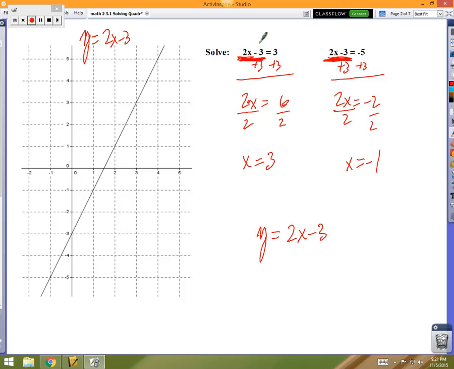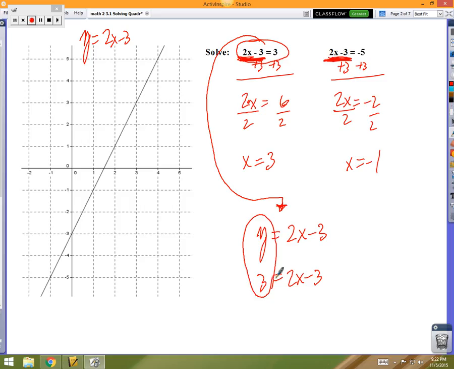So I'm going to take this equation right here, and if I flip-flop the sides, it says 3 equals 2x minus 3. So the 3 is the y. What they're asking is, when is this equation going to cross the y at 3? So when is the y going to be 3?